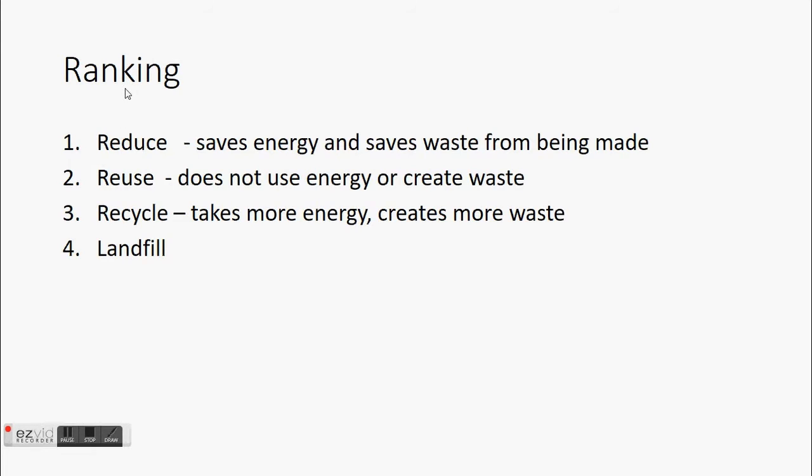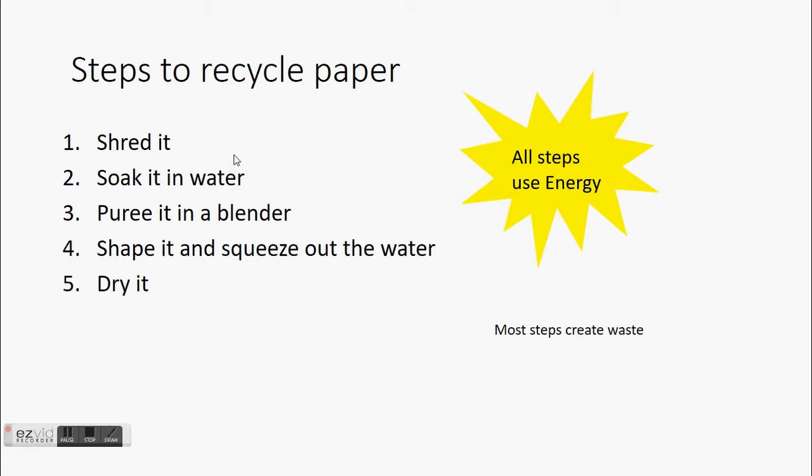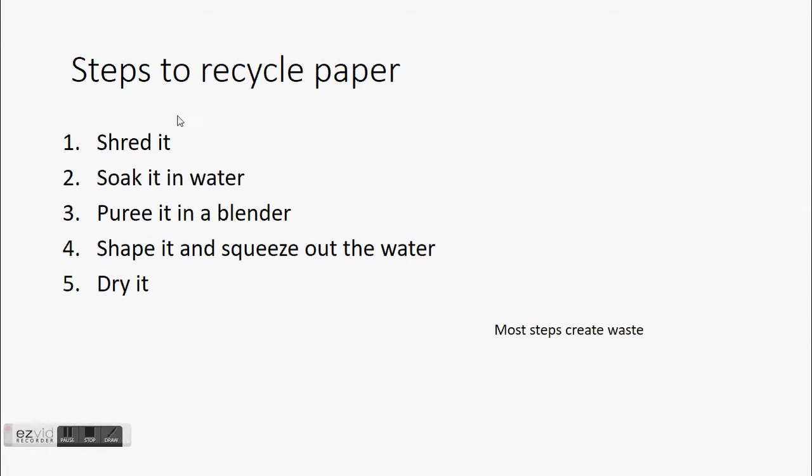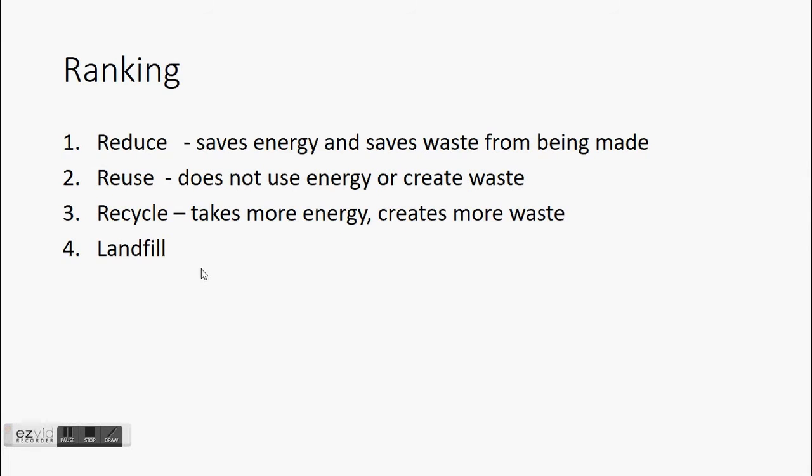So if we had to rank reduce, reuse, recycle, reduce is first because it saves energy. The reason why it saves energy is because we don't have to go through the 6 steps of the life cycle of a product. So we save all of the energy here. And it also saves the energy from having to recycle something. And it also keeps it from going into the landfill. So reduce is the best option because we actually save energy and we save waste. So just using less is our best option.